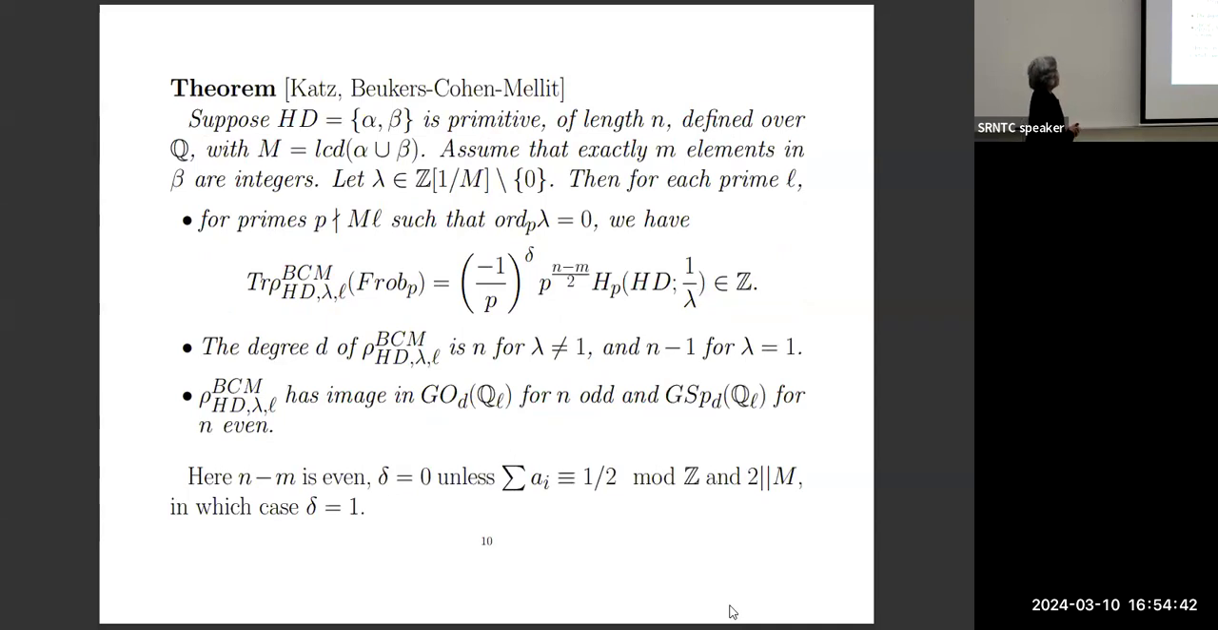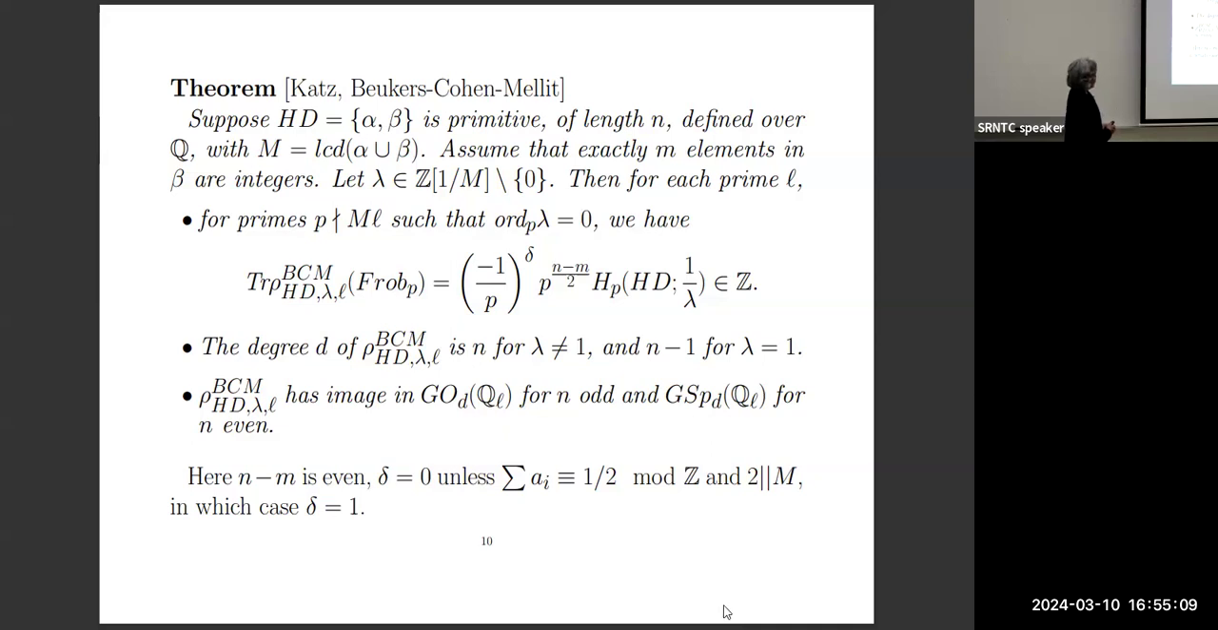So I said that, when the datum is primitive of length N and defined over Q and with the level M, then we will have this BCM representation almost, yeah, I can write it down for Frobenius, really expressed in terms of this HP function.